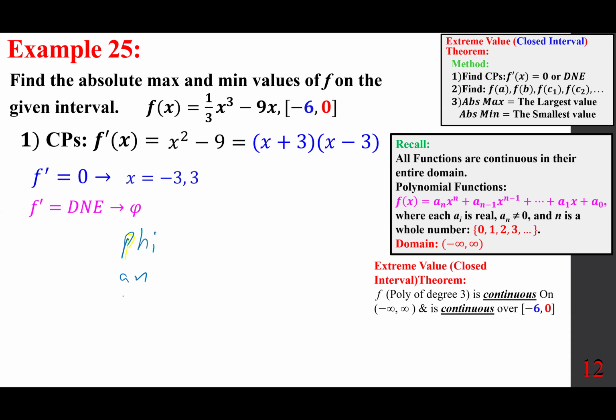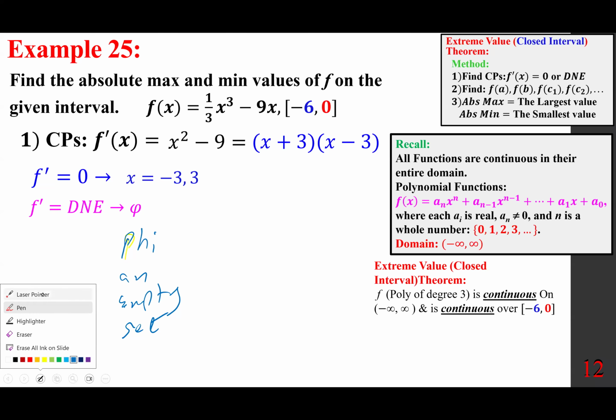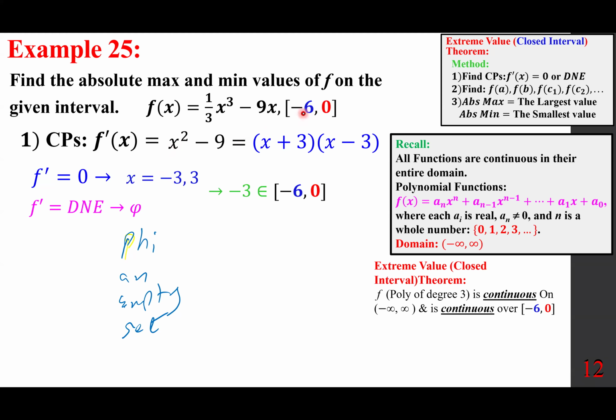which represents an empty set in set theory. That's a Greek letter. Now, why is that? f prime itself is a polynomial of degree 2. It exists everywhere. So we have two critical points. Can we use both of them? Is negative 3 in between? Yes. Is positive 3 in between? No. So you can only use the one in between. This is a notation, looks like an epsilon, and it reads an element of.